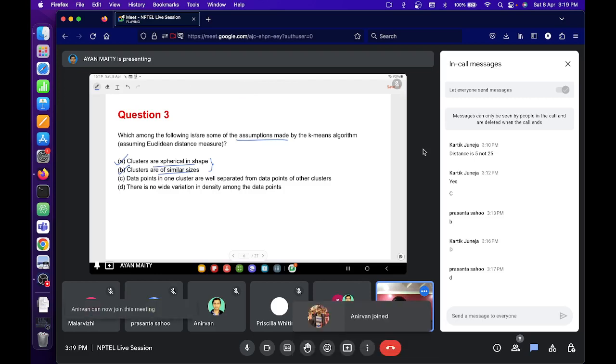So that's why options A and B are the correct answers, and C and D are not true here. These are the only two assumptions that are true in this question.